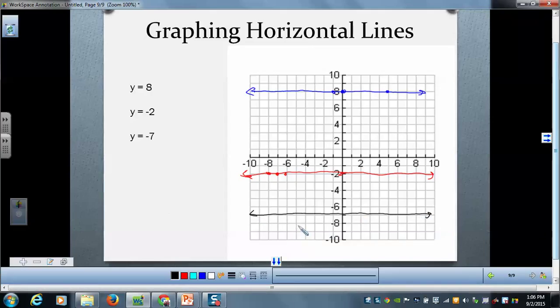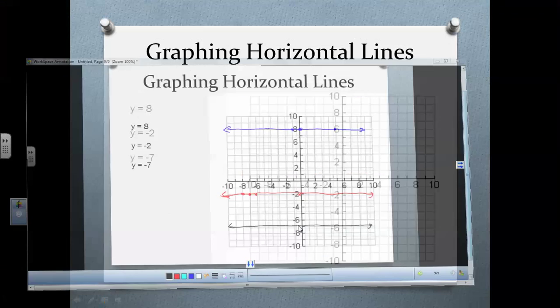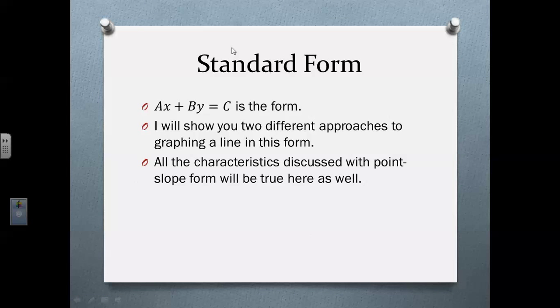Now, our final form is standard form, Ax plus By equals C. I'm going to show you 2 different ways to graph this. I do not personally care which way you use, and what you'll learn is that there are some ways that might be quicker, more efficient in certain situations, based on what we are looking for or what we want to do.